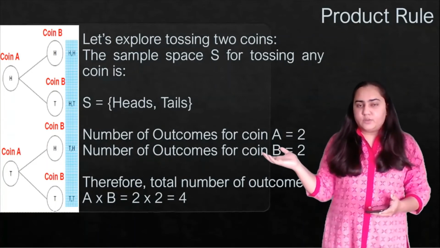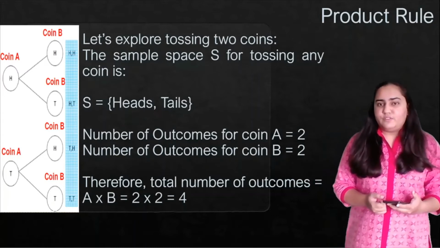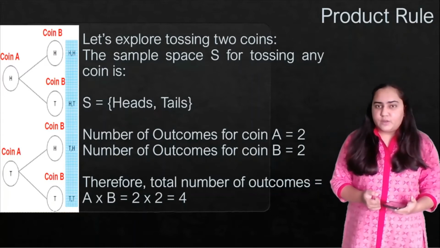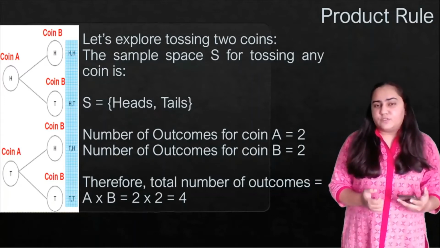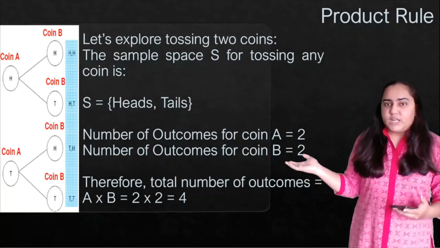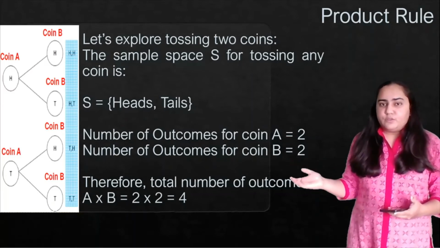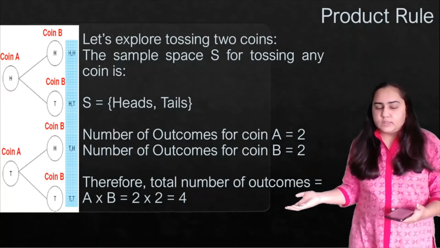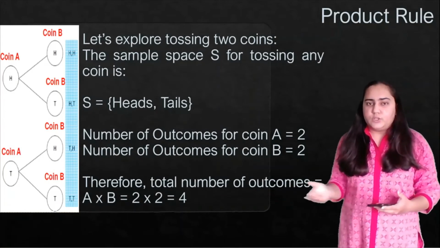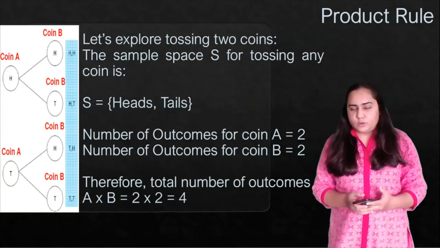So number of outcomes for coin A, because we are talking about tossing of two coins. So if you have two coins, the number of outcomes of tossing one coin is going to be 2, and the number of outcomes of tossing another coin B is also going to be 2. So therefore the total outcomes will increase. Now the total outcomes are 2 into 2, which is 4, and not just 2 as we saw before.